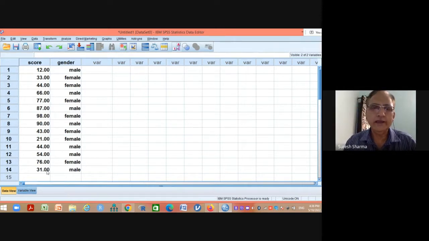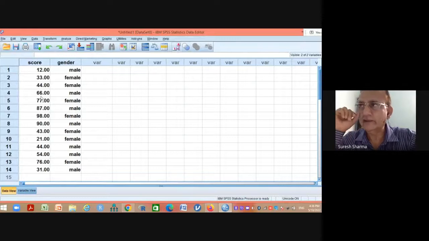And maybe I want to make 3 categories of this data. Let's say those students who scored less than or equal to 30 marks, then those who scored between 30 to 60 marks, and those who have scored more than 60 marks. I want to make 3 categories of this data. So how to make it?